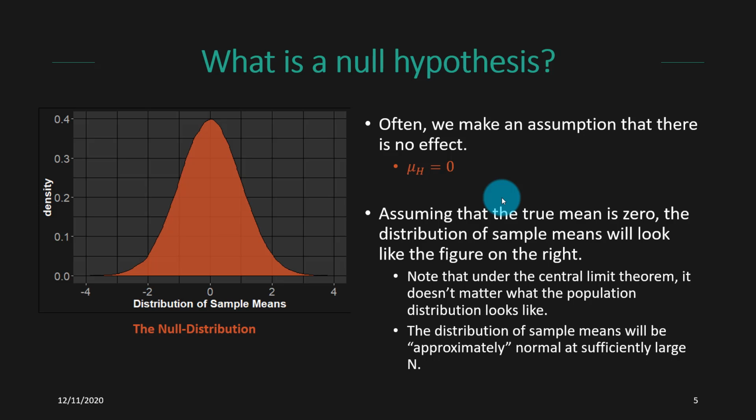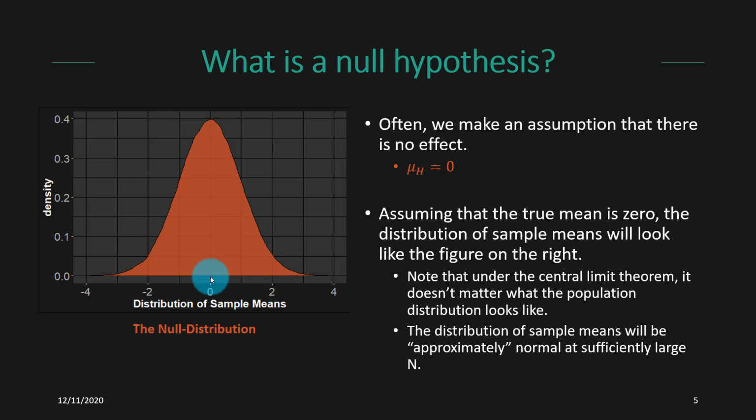So what is the null hypothesis then, right? And like I said, often we make an assumption that there is no effect. So we might assume that the true mean under the null hypothesis is 0. And then we're going to assume that there's a distribution of sample means, which might look something like this. And it's centered on 0, right? Which is the true mean that we're assuming.